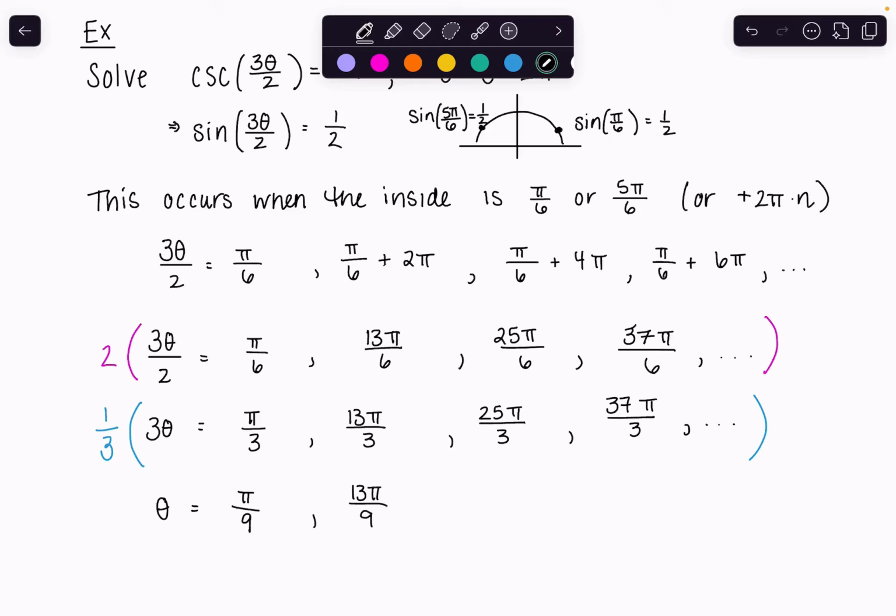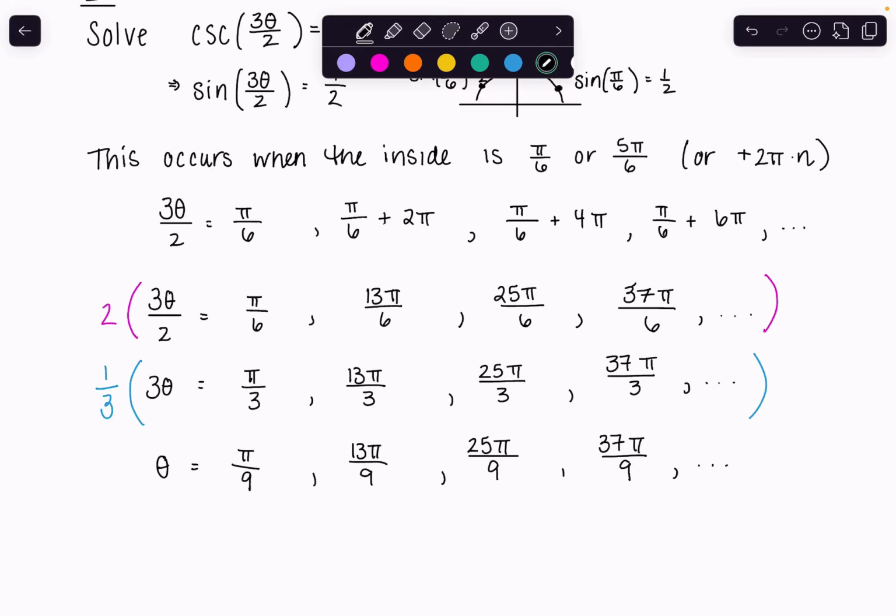13 pi over 9 will work. 25 pi over 9 will work. And 37 pi over 9 will work. And then again, the list keeps going, okay?